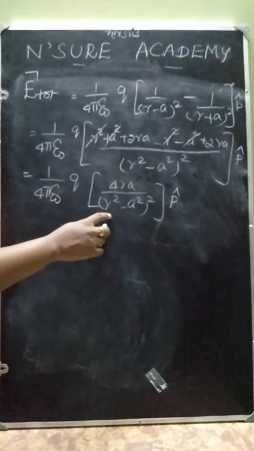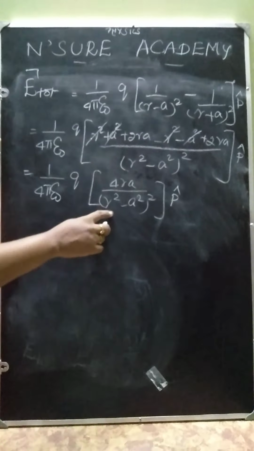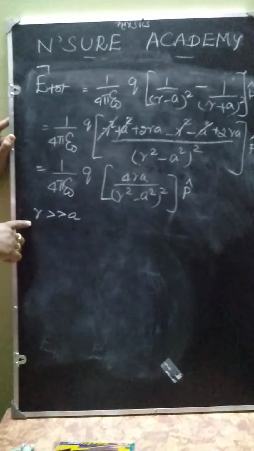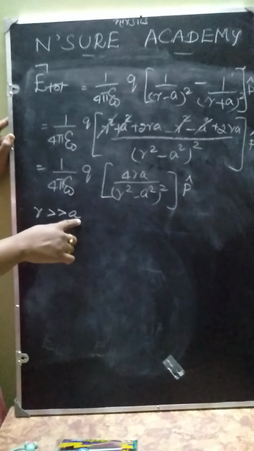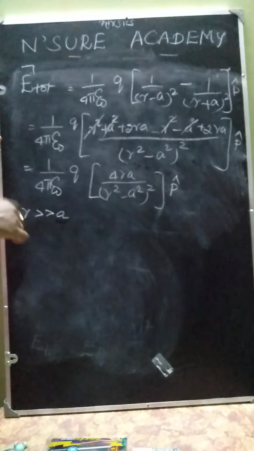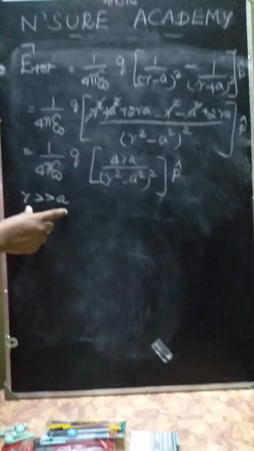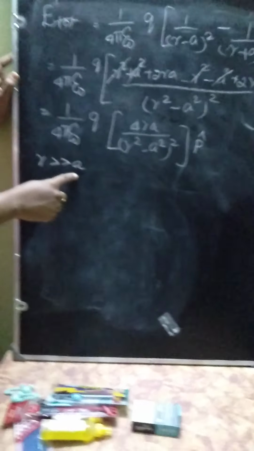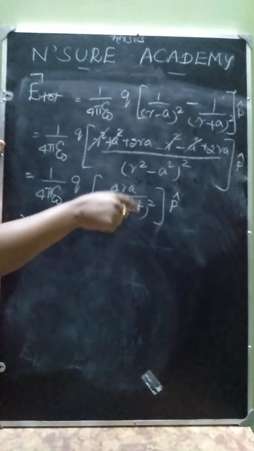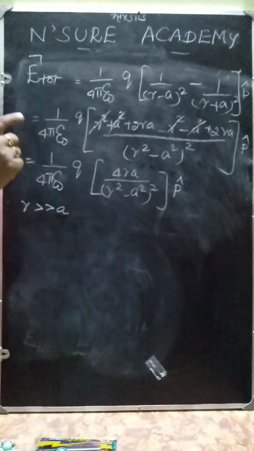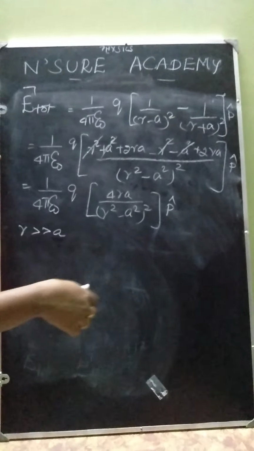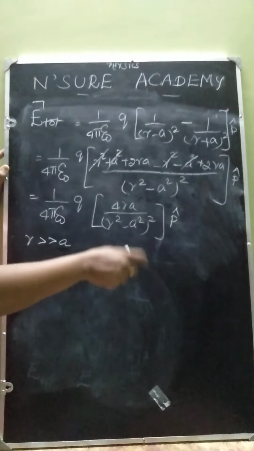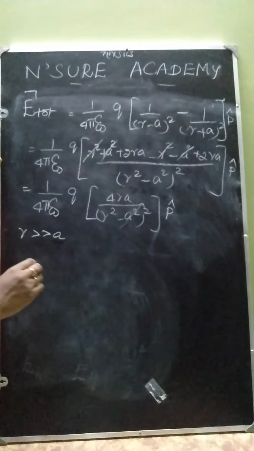Here, very important thing we need to consider: the distance r is very much greater than a. What is r? r is the distance from the center to the test point C, and a is the distance from the center to one of the charges. What I am considering is r is very much greater than a, so we can neglect the a which is in the denominator, not in the numerator. Why? Because in the denominator, if you divide the value by a lesser amount, it will get very less. So we can neglect the a square which is present in the denominator.